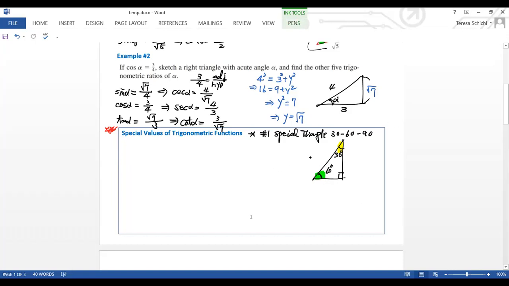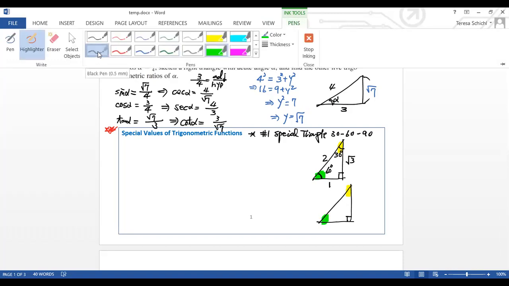So the ratios here, we can have: the side facing the 30 degree angle is 1. The hypotenuse is always double of that, 2. Now this other side is square root of 3. Some people, for the special angle, say this is the 30 and this is the 60. Either way, the ratio is the same.